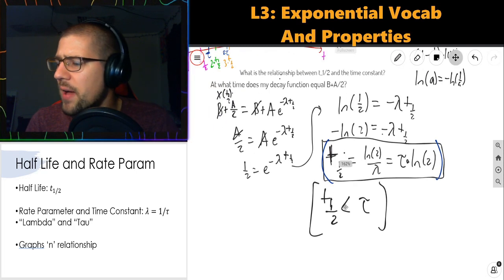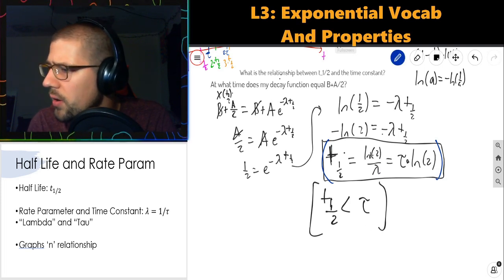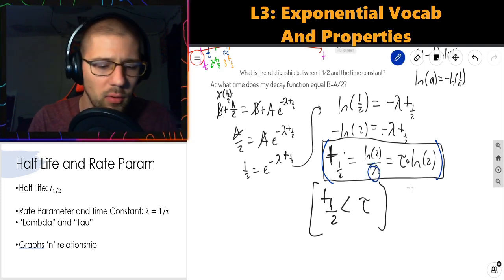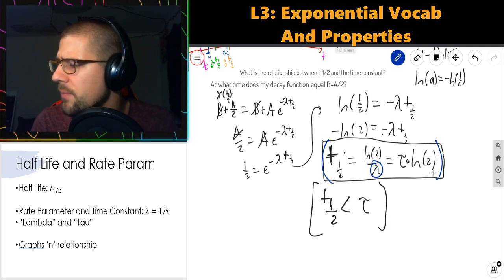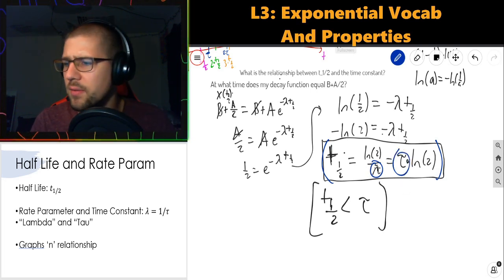If I have a longer half-life, that means that I have a smaller lambda, a smaller rate parameter. It takes longer to decay. And it means I have a larger tau, a larger time constant.